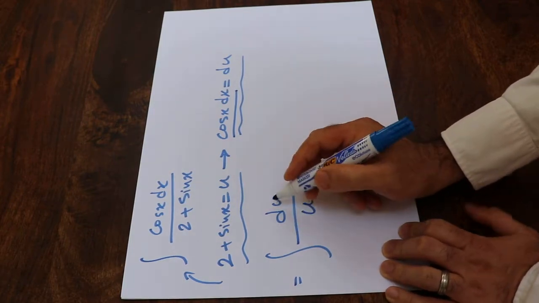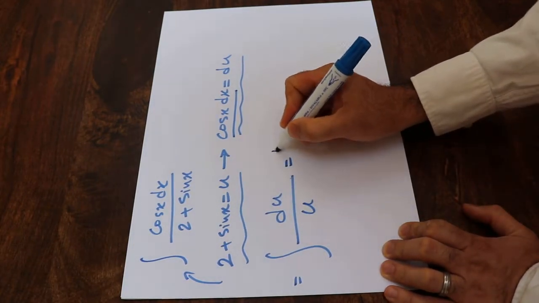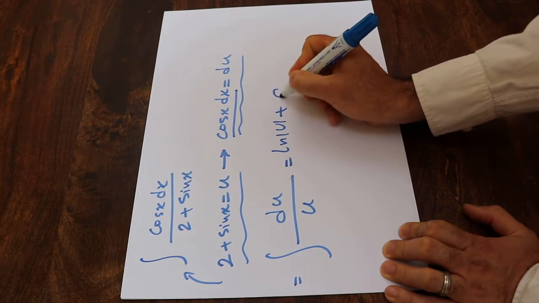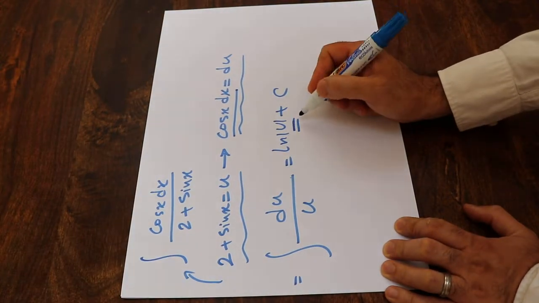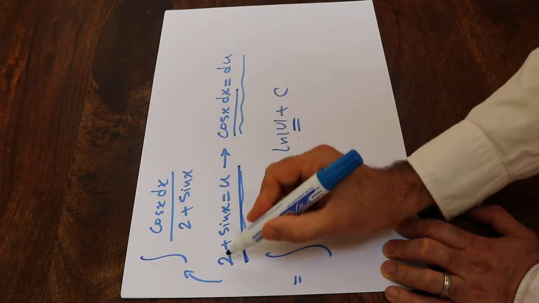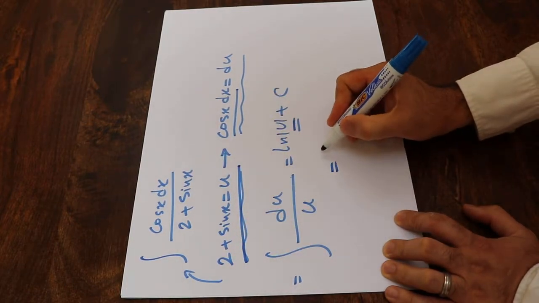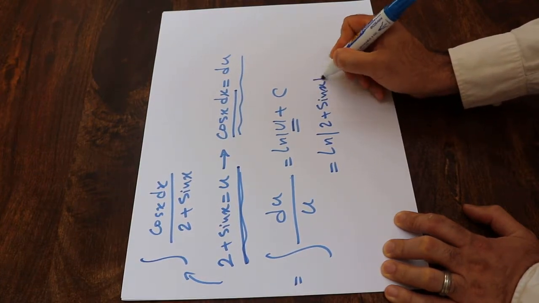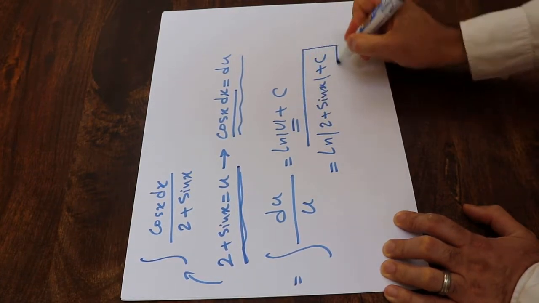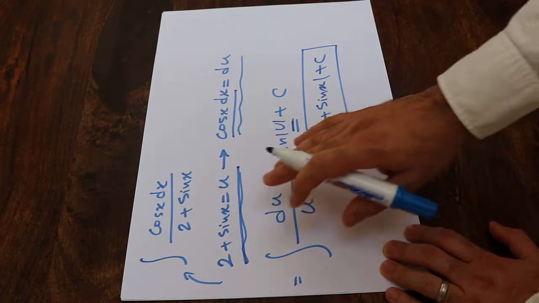And we know that the integral of du over u is equal to ln u plus c, that's the constant of the integral. So all you need to do here is to substitute this parameter u with the definition of u, which is 2 plus sine x. Therefore, this will be equal to ln 2 plus sine x plus c, that's the constant of the integral. And that is the solution to this integral.